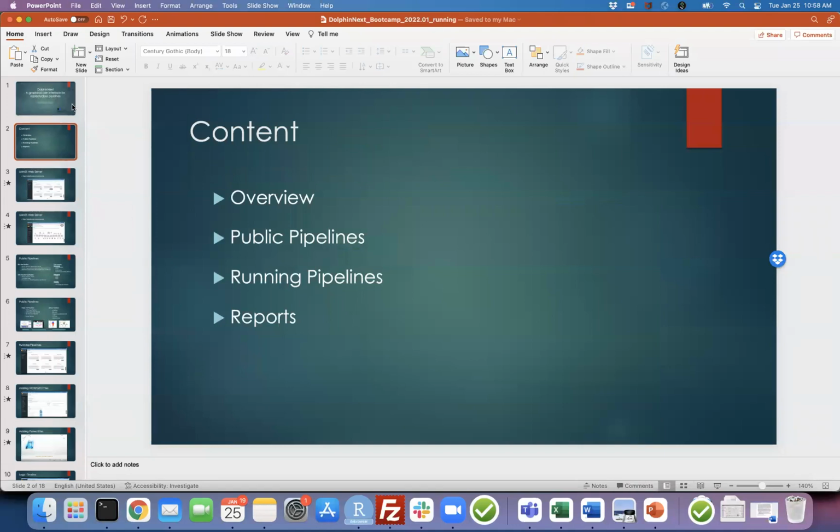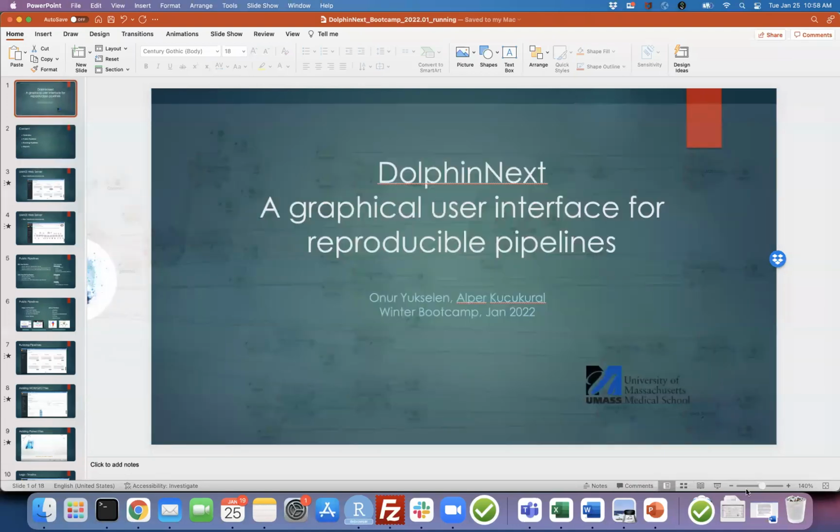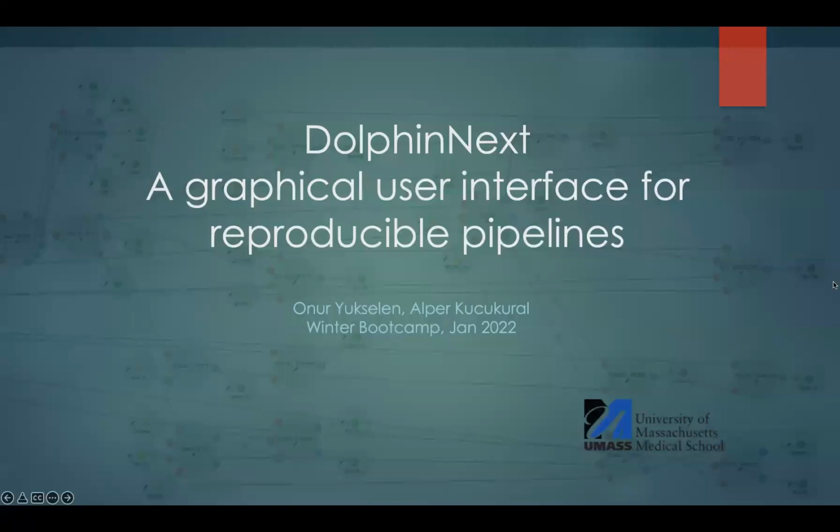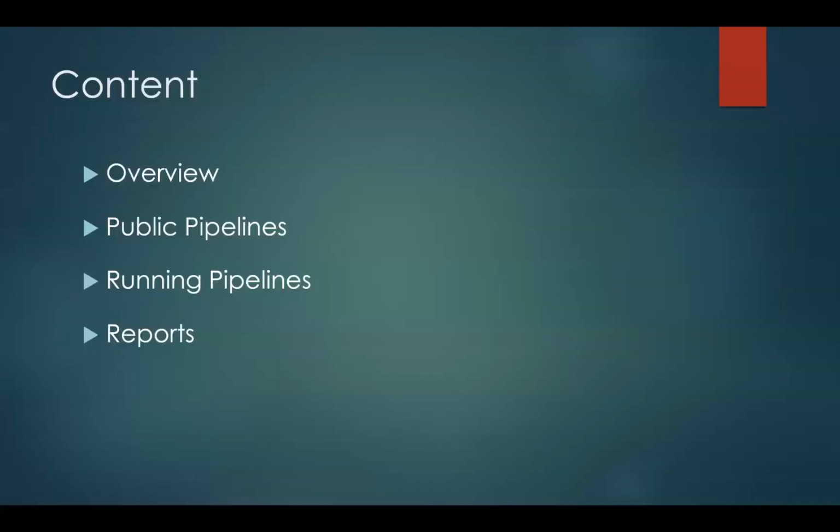So let's start with what we're going to do today. First, we're going to look at Dolphin Next. This is our graphical user interface for reproducible pipelines. And we created this with Onur and a couple of more people. What we're going to do is look at what it is, where it is, how you can log in, and how you can start running pipelines and reports.